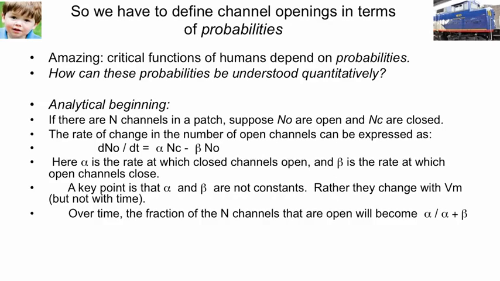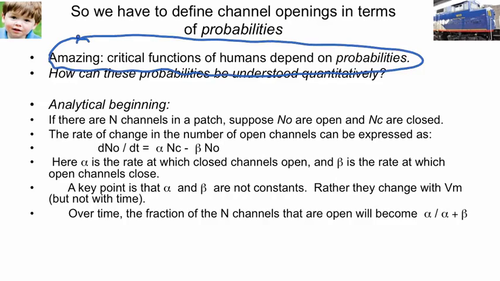It is really amazing that critical functions of humans depend on probabilities. There's not a deterministic mechanism, A causes B, but rather probabilities. The channel is probably open, but then it may be closed. The channel is probably closed, but then it may be open. Of course, it'll work out in a statistical sense if there are enough channels, because we can rely on their average behavior. But it is still quite remarkable.